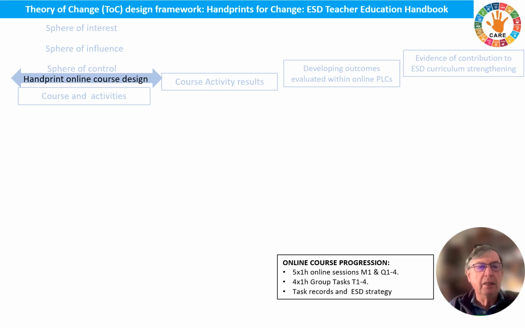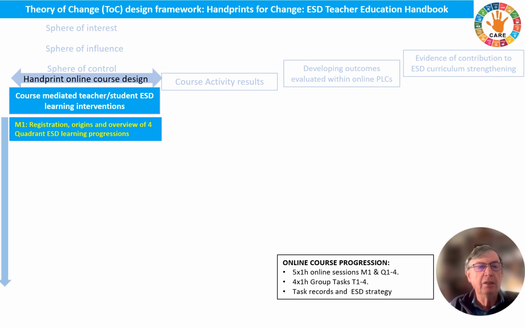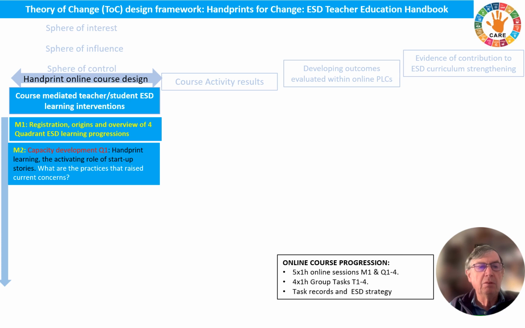So we've got the online course design, where we're looking at course-mediated teacher-student ESD learning interventions. And then we'd have the 5 modules. Module 1 would be the registration, origins, an overview of the 4-quadrant ESD learning progression. Then we'd look at Module 2, or capacity development 1, where we'd look at handprint as an activating role with a startup around stories.